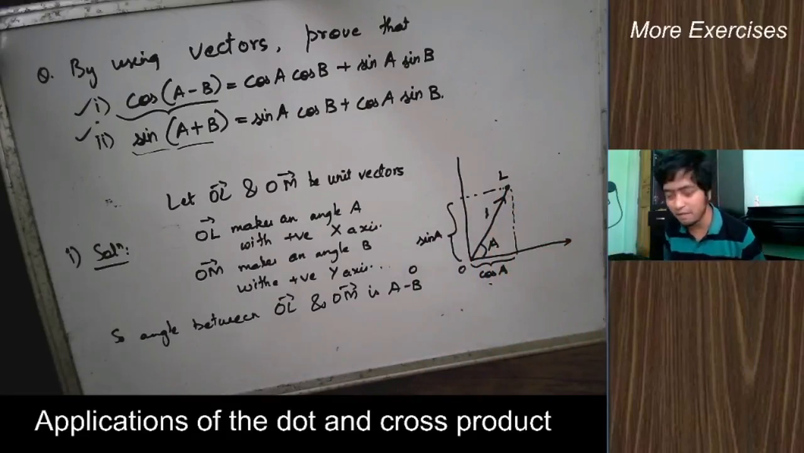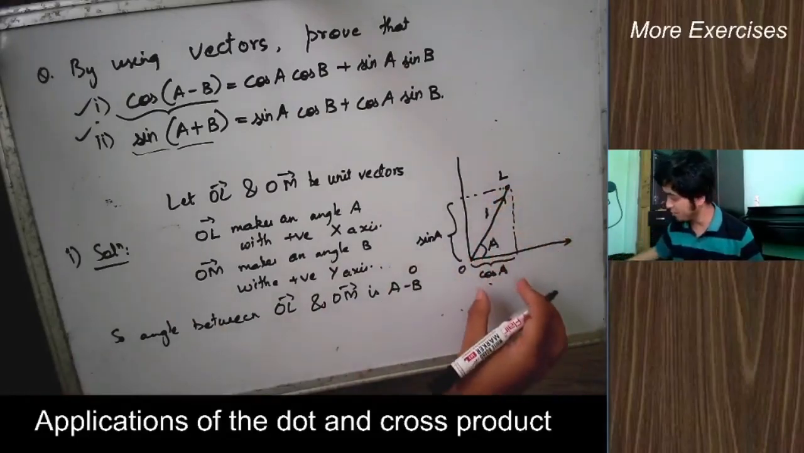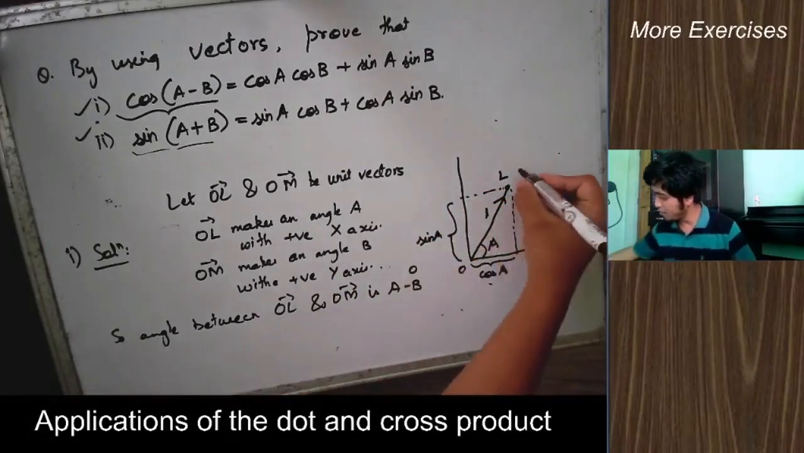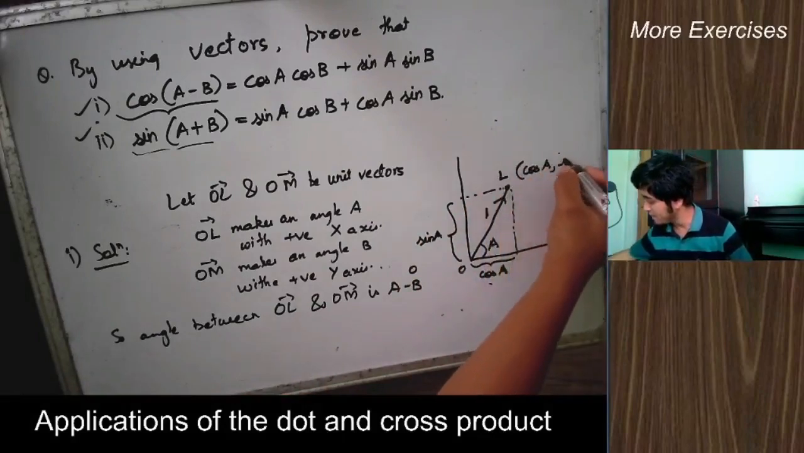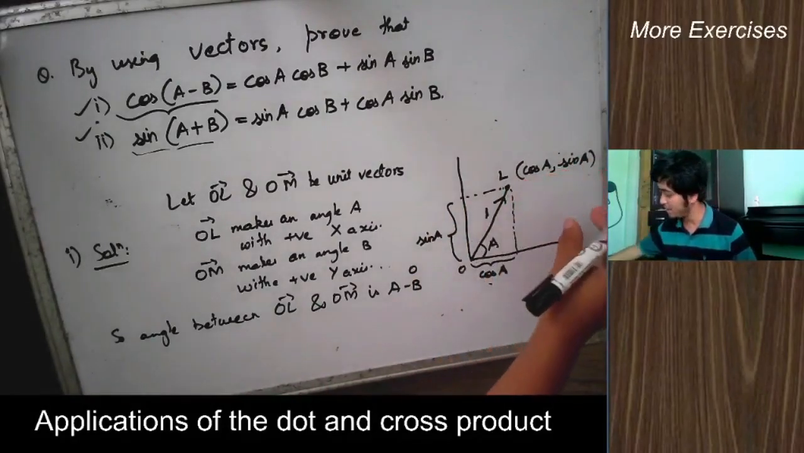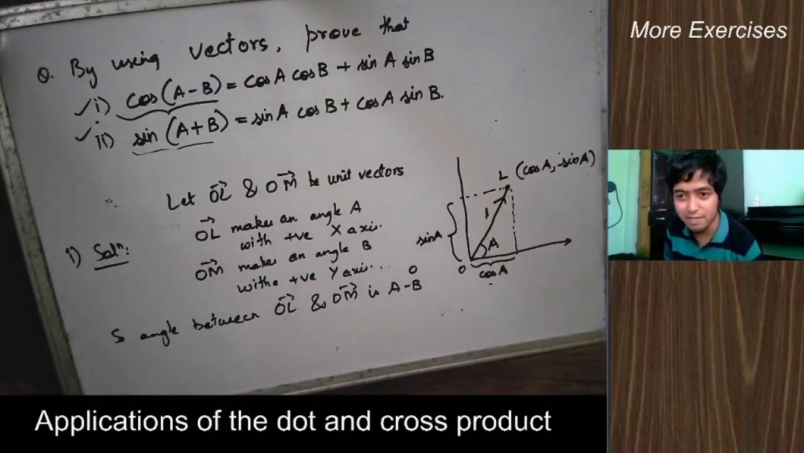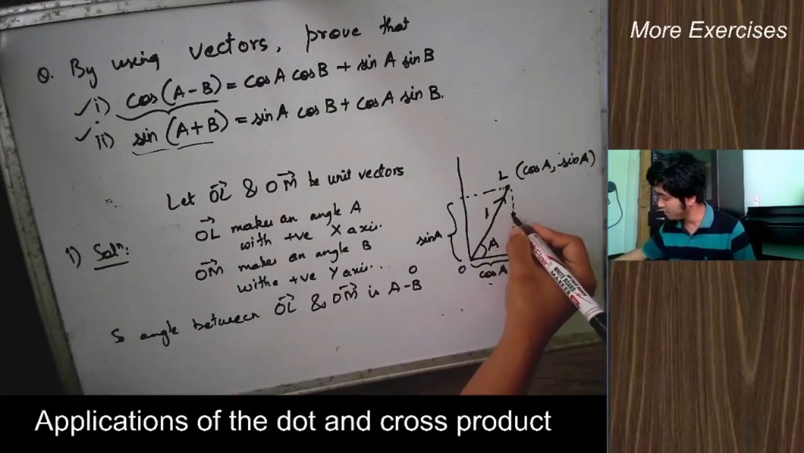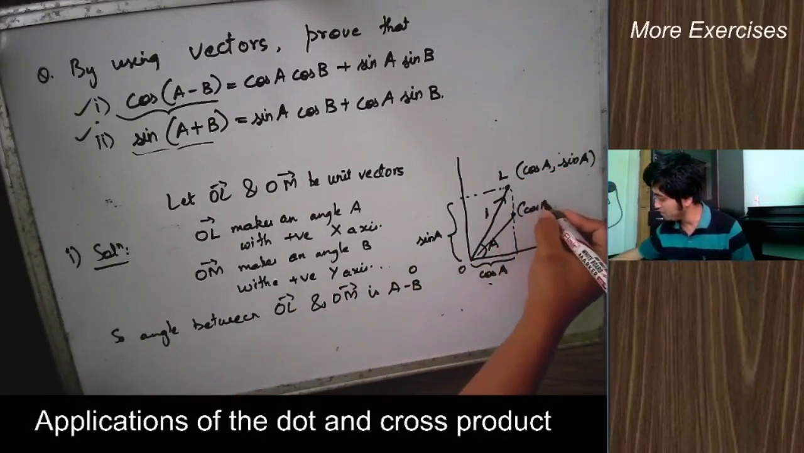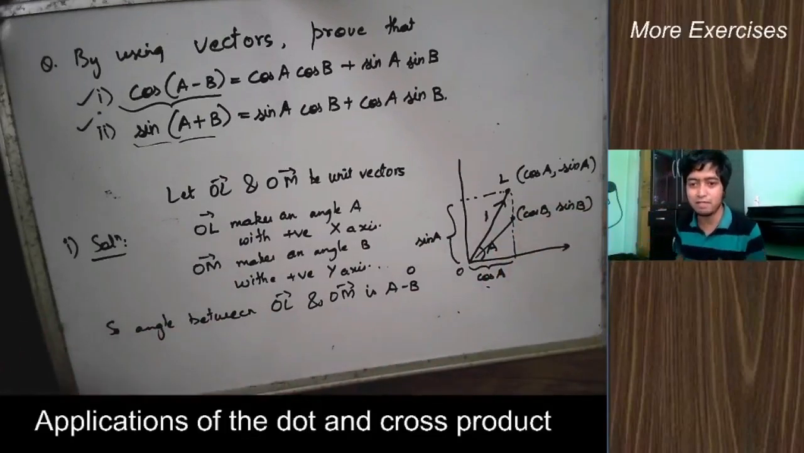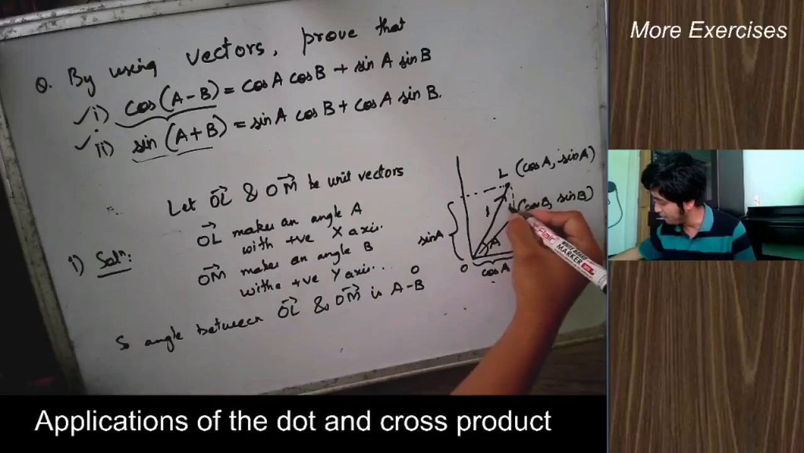Because it is a unit vector, this length will be equal to 1. So over here we will have cos A, and over here we will have sine A. What are the coordinates of L? The coordinates of L will be cos A and sine A. The x coordinate is cos A, and the y coordinate is sine A. I hope that is clear. Similarly for M, the coordinates will be cos B, sine B. That is what we will have for the coordinates of L and M.